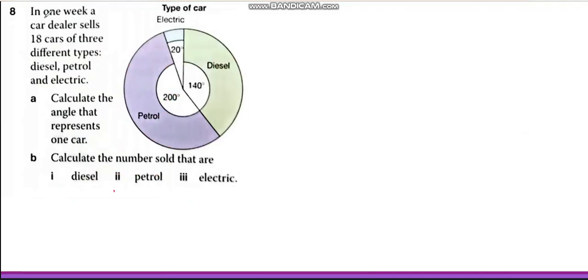In question number 8, it says in 1 week, a car dealer sells 18 cars of 3 different types, diesel, petrol, and electric. And we are given the angles for each type of the car in degrees. And in A part, it says to calculate the angle that represents one car. So we need to write the ratio of the cars in degrees. We know that there are total 18 cars, and these are represented in 360 degrees in total. So one car can be represented by 20 degrees in a pie chart.